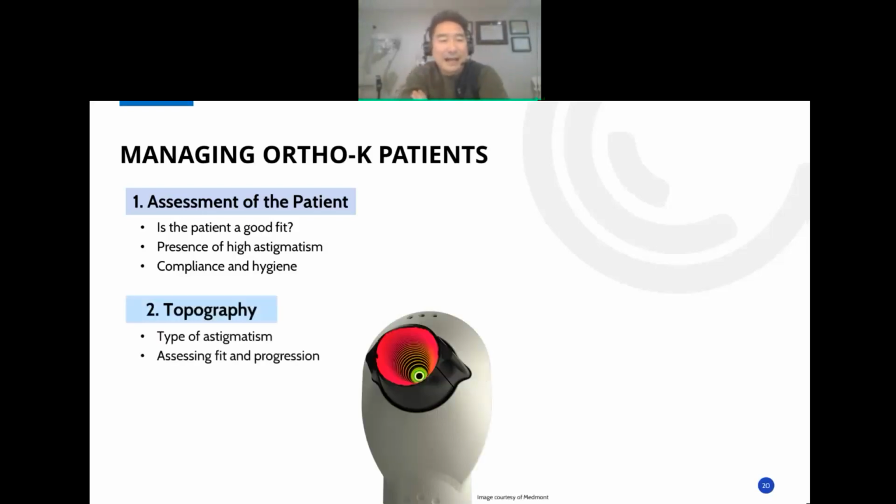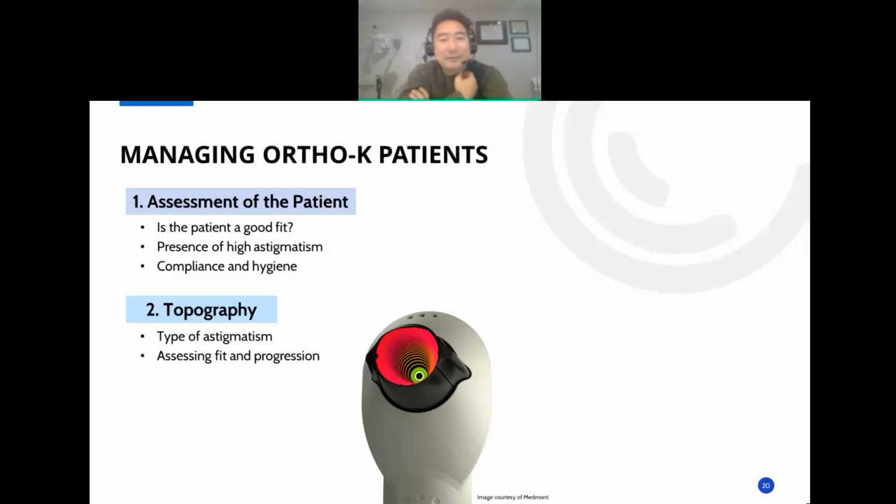The second thing we have to do is topographies. Of all the equipment that I have, the axial length machine is kind of important, but the topographer is the most important thing, because if you're not taking really accurate topographies, you're not going to create a great lens, and you're going to be running in circles and circles. So that's why it's so important to take really good maps.